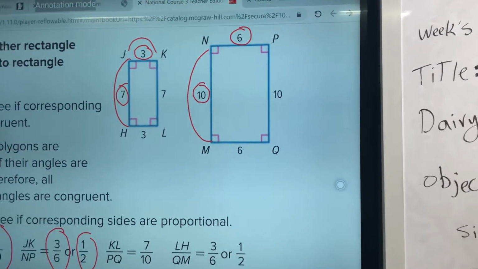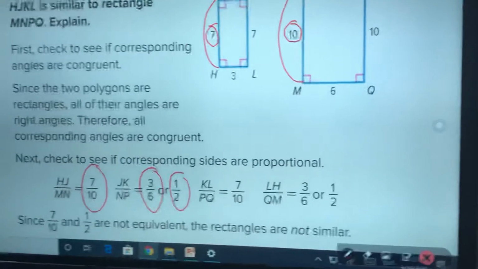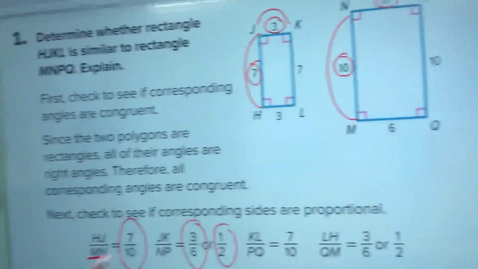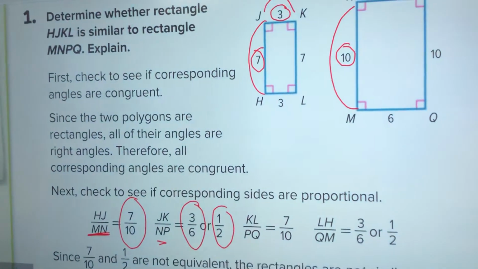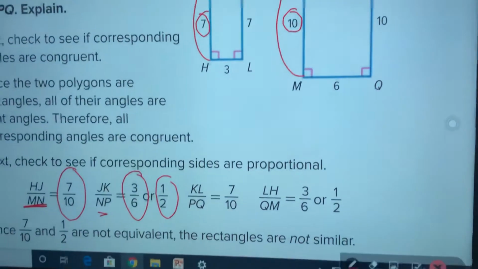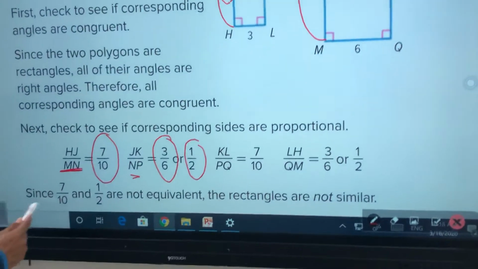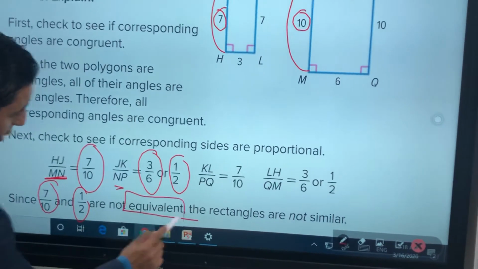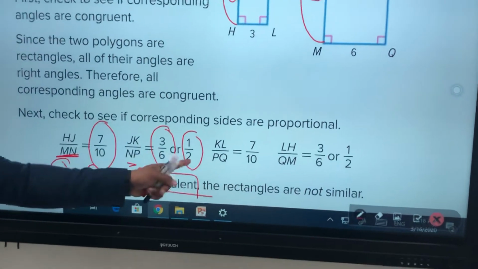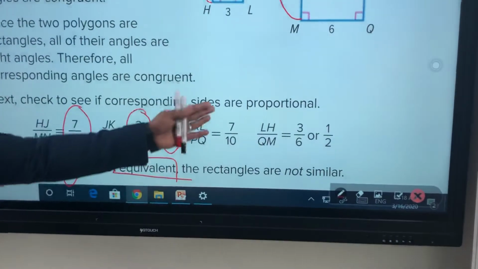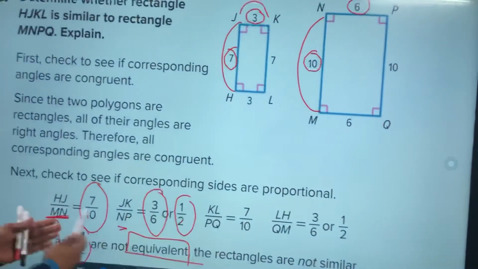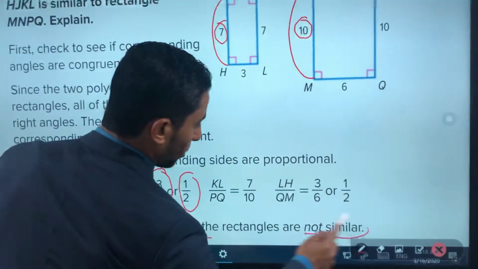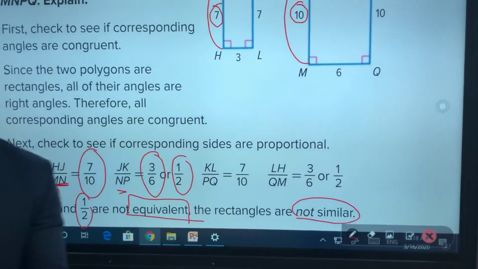Okay? So are these equal or not? No. They are not equal. So the sides are not proportional. The second condition is not met. So 7 over 10 and 1.5 are not equivalent. It should be half, like this, and all of them should be half, or 7 out of 10. So we have different fractions, different ratios between them. So it's not similar. But the first condition is confirmed.